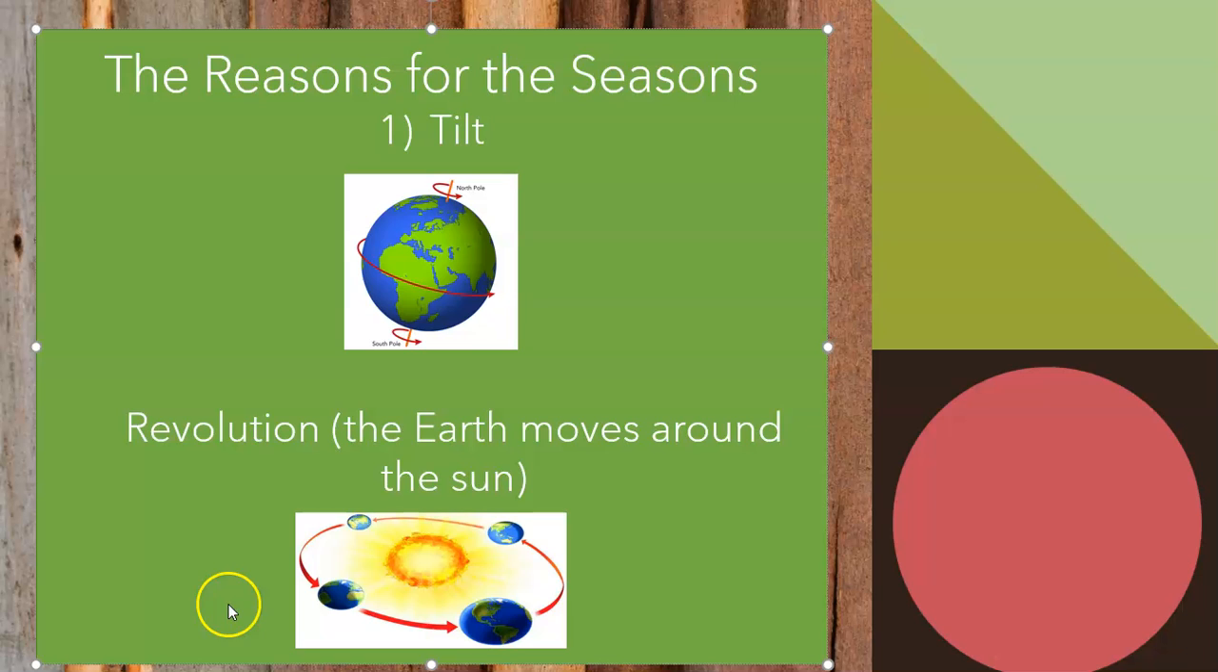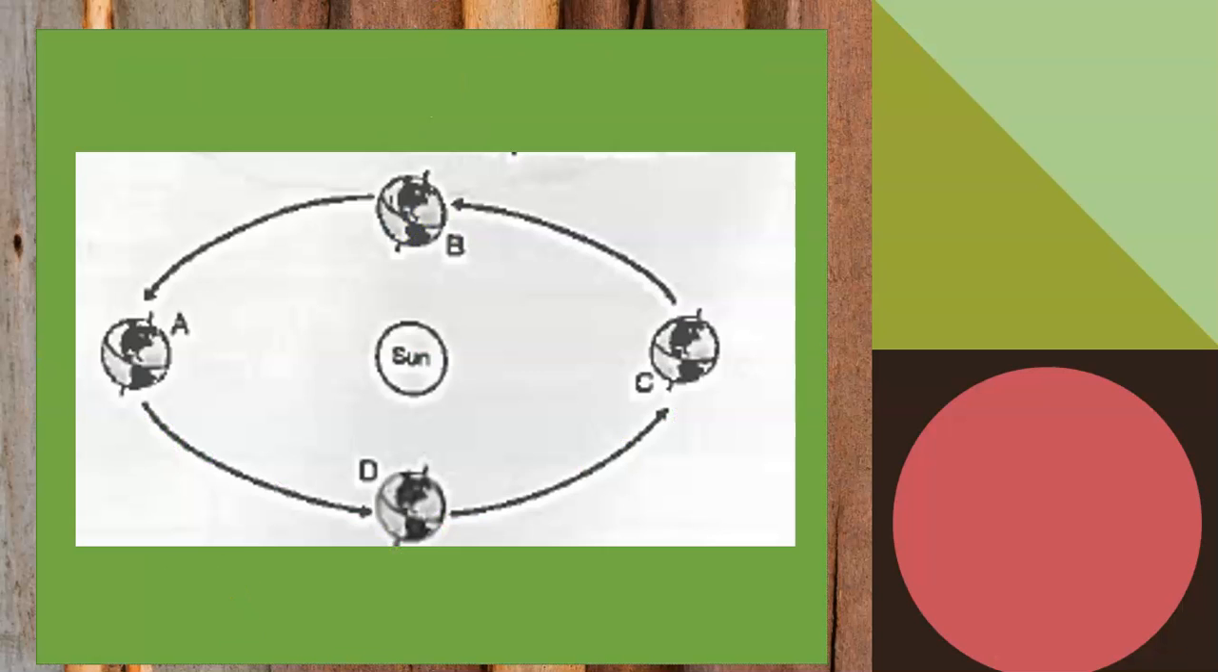Okay, so now we are going to look at a model, and we're going to see how we can identify what season it is based on the position of the Earth and where the sun is at. So first thing that we're going to do is look at tilt. Remember, tilt is one of the main reasons why we have seasons. So I want to look at the tilt of the Earth, and I want to identify which Earth is tilted towards the sun. So I always start in the northern hemisphere.